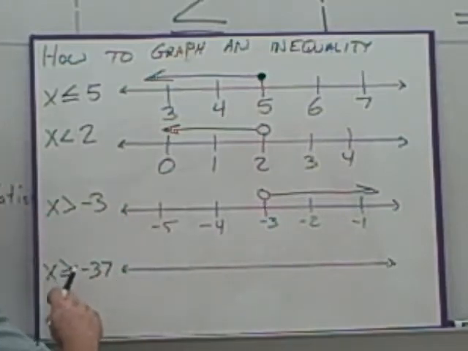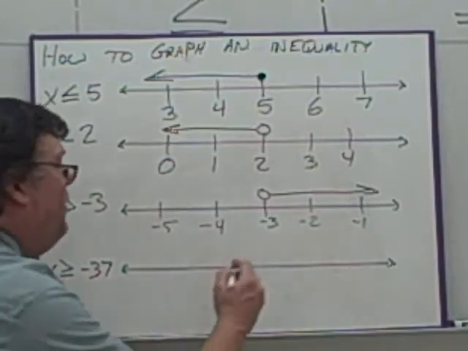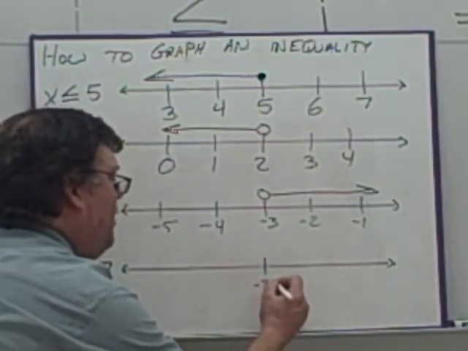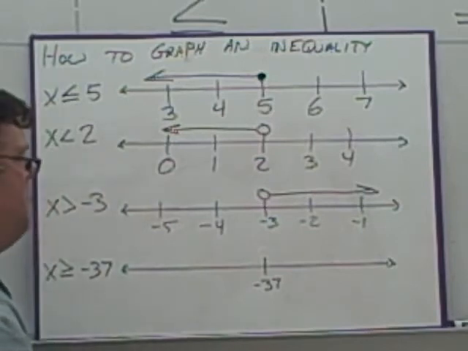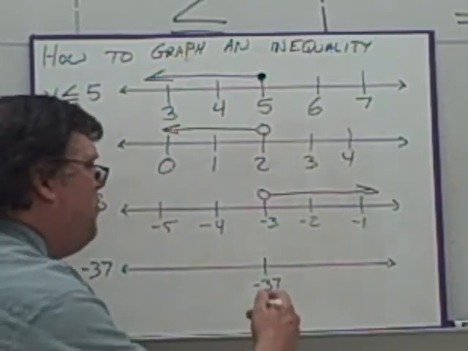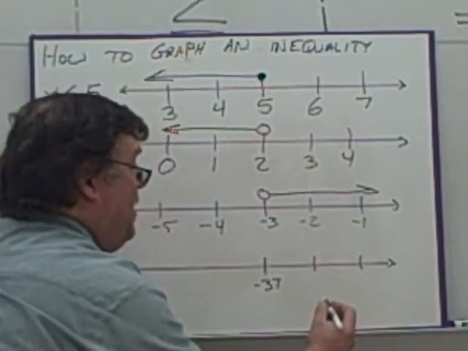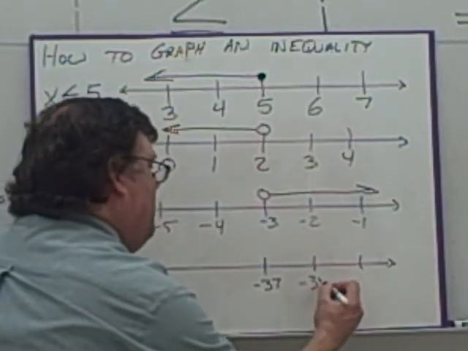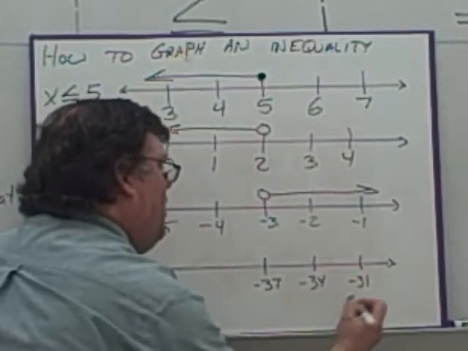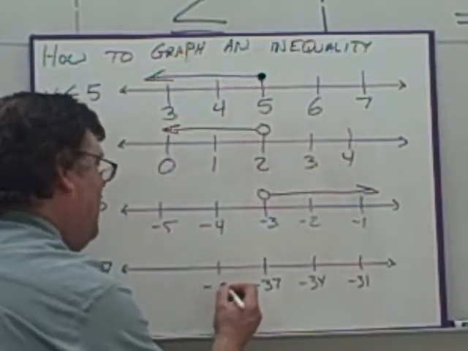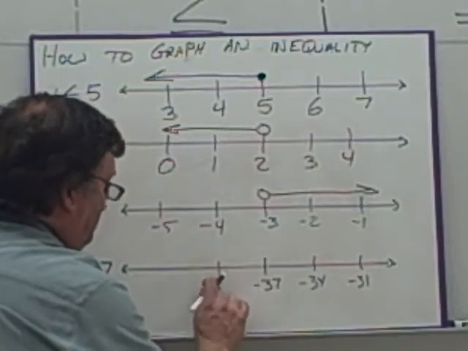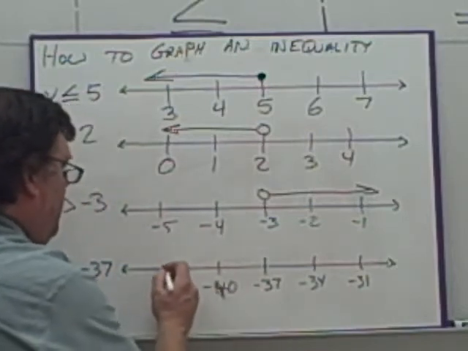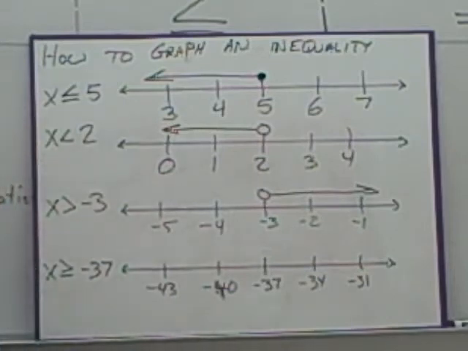All right, then we go down to this problem here. We have x is greater than or equal to -37. Put a number right here in the middle, -37. This time, maybe I want to count up by 3s instead. Can I do that? Sure. This will be -34. This would be -31. Here would be -30, this would be -40. And this would be -43. You don't have to count by ones. That might be a helpful thing to remember later when we're graphing more than one spot in the number line.